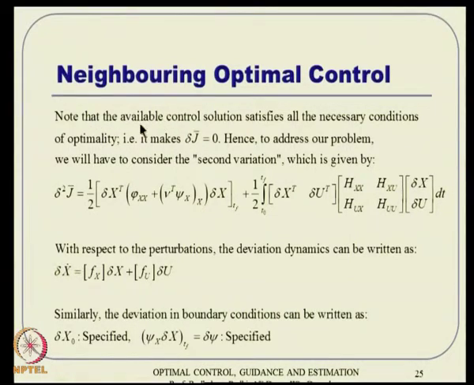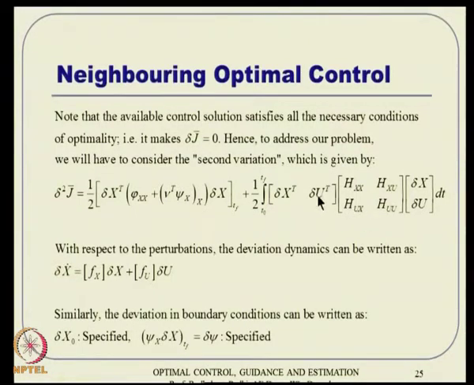First of all, you note that the available control solution satisfies all the necessary conditions of optimality. That means the first variation is 0, that is already there. What you are interested in is making sure that the second variation is also minimized. So, you are interested in del square J bar, and it can be derived something like this. Remember, these are all Bryson's notation. So, this phi xx stands for del square phi by del x square. Similarly, this H ux stands for del square H by del u del x, like that.